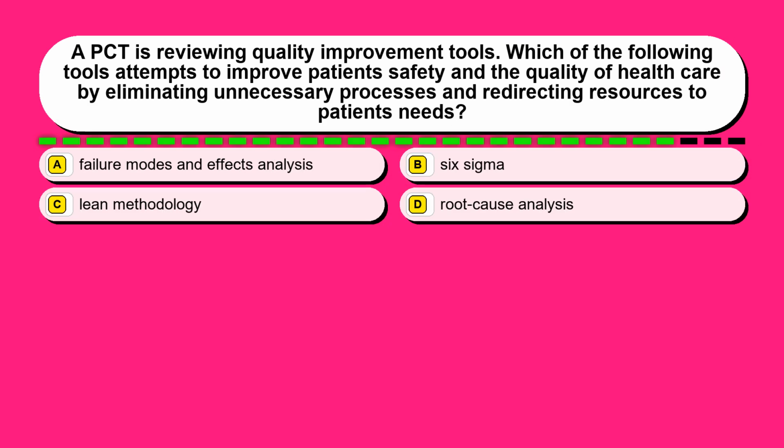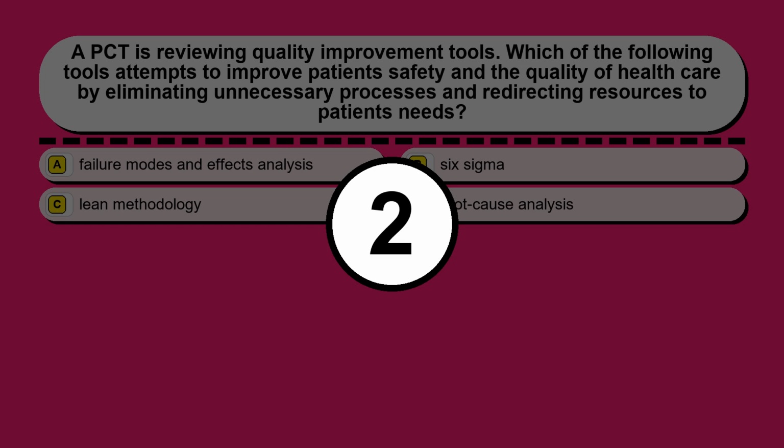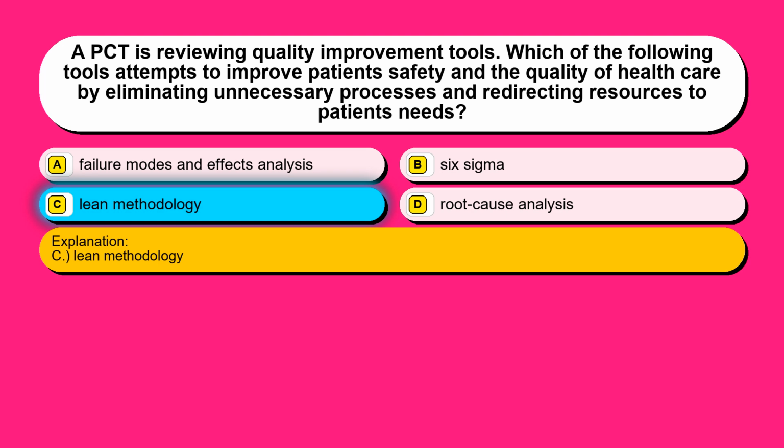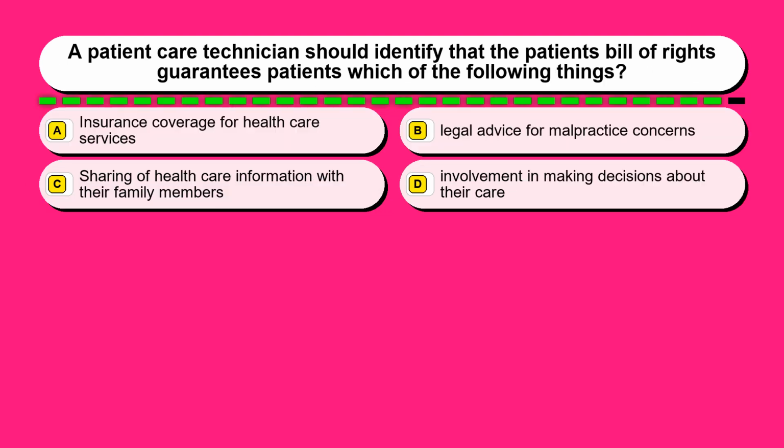A PCT is reviewing quality improvement tools. Which of the following tools attempts to improve patient safety and the quality of health care by eliminating unnecessary processes and redirecting resources to patients' needs? Option A, failure modes and effects analysis. Option B, Six Sigma. Option C, lean methodology. Option D, root cause analysis. The correct answer is option C, lean methodology. Question 53.